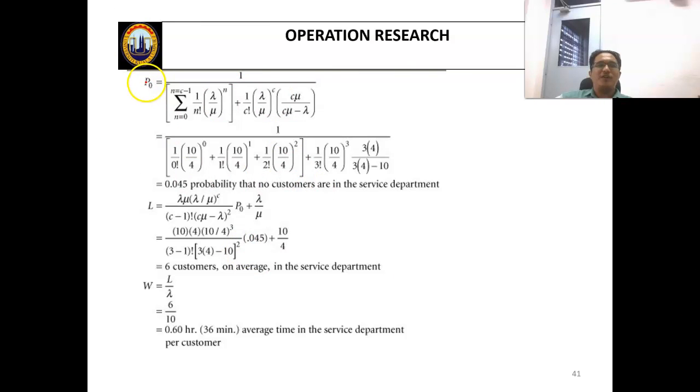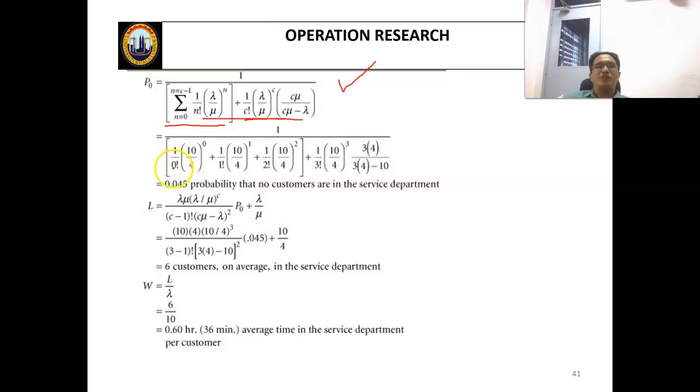So P0, the probability of no customer in the system. This is the formula I mentioned earlier. We have two entities here. One is the sum, and the other entity just follows the formula. C is 3, so that means c minus 1 is 2. We start with 0. That means we need to calculate the sum for n equal to 0, n equal to 1, and n equal to 2.